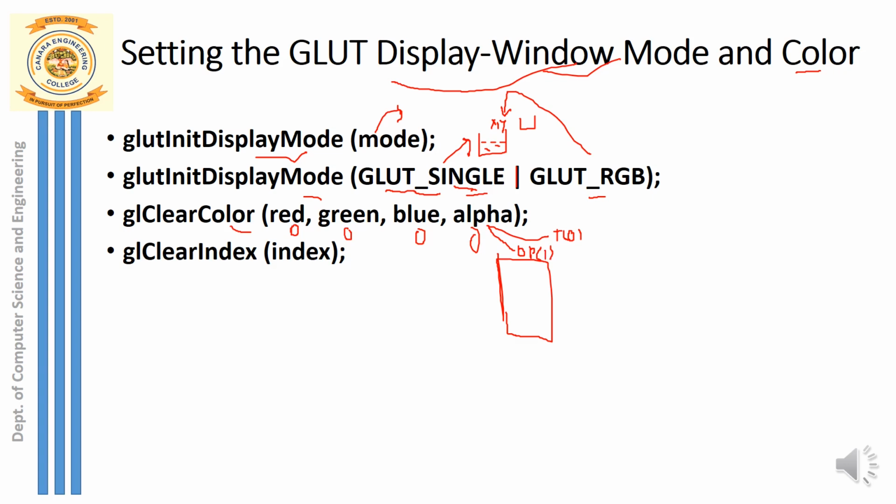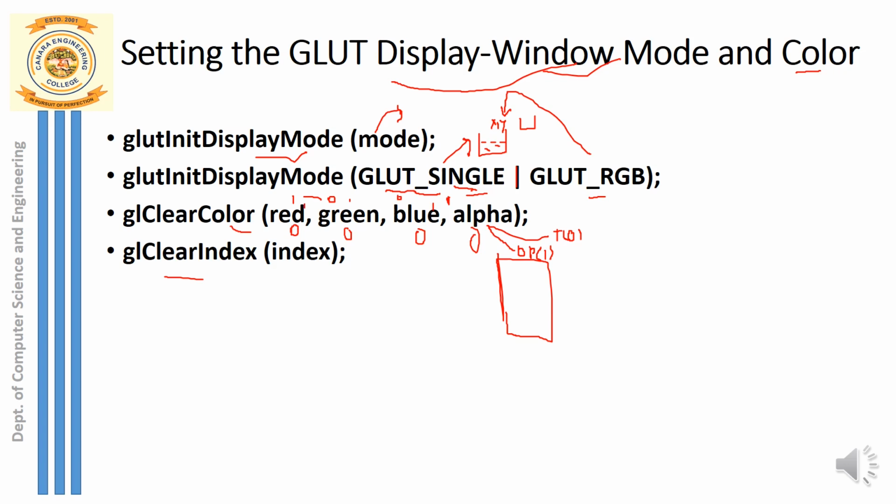So you can have the background color of the display window by calling the function glClearColor. If you want a red color background, then set it as 1, 0, 0. Green and blue are 0, and if you want an opaque window, set the last value as 1. So this indicates a red background. If you don't want to directly use these three primary colors, red, green, blue, you can also make use of an OpenGL function called glClearIndex.